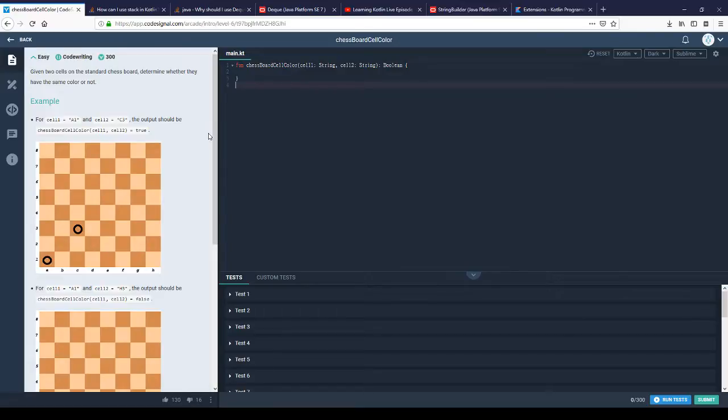Oh, a chess problem. Given two cells on a standard chessboard, determine whether they have the same color. Oh, this is so easy. I can solve it in no time. Function translate x. It takes a type char and returns an integer.